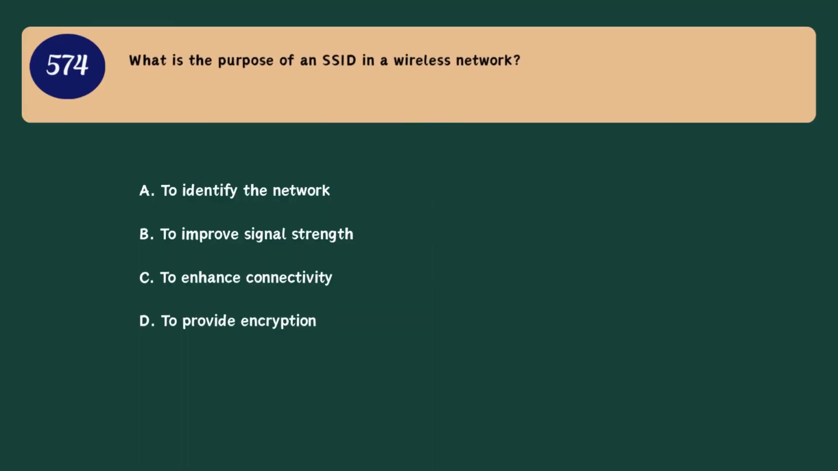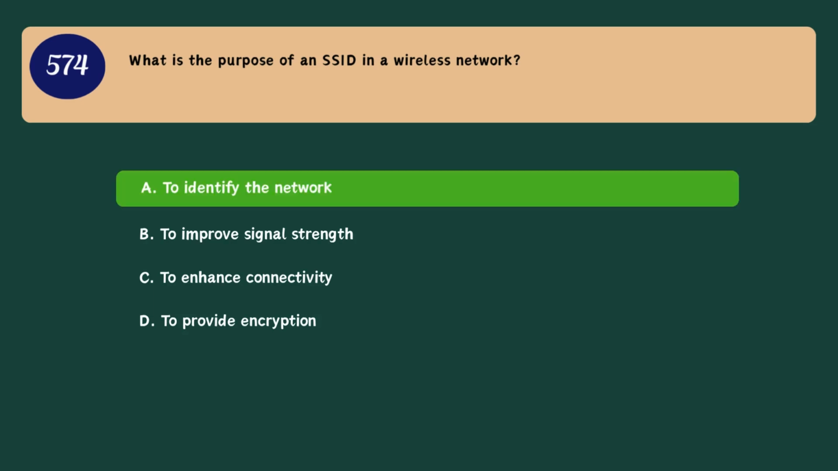Question 574. What is the purpose of an SSID in a wireless network? A. To identify the network. B. To improve signal strength. C. To enhance connectivity. D. To provide encryption. Correct answer. A. To identify the network.